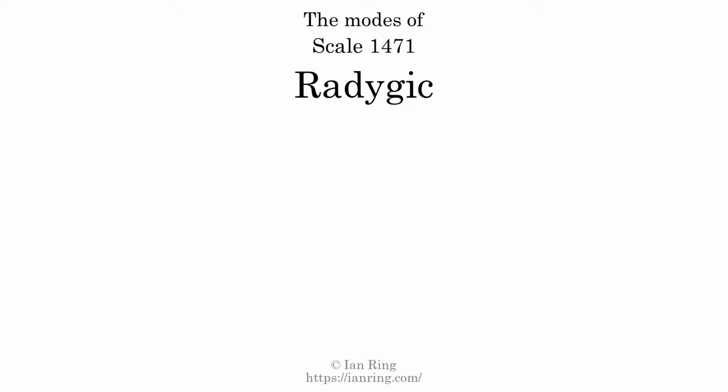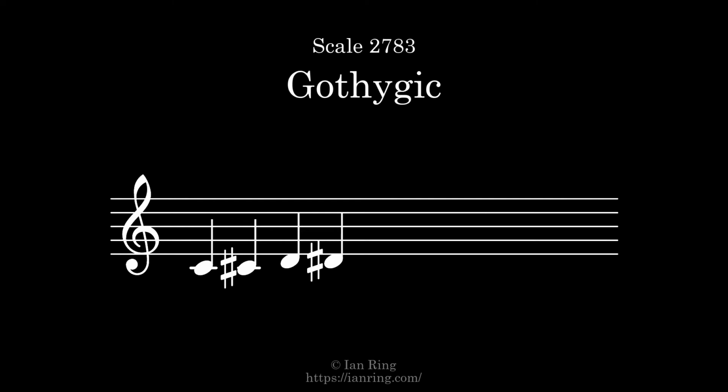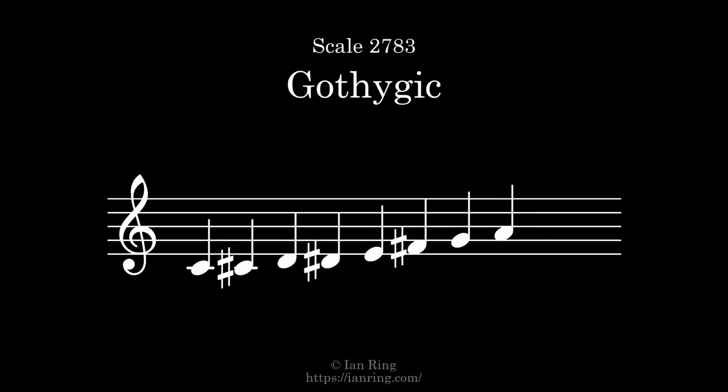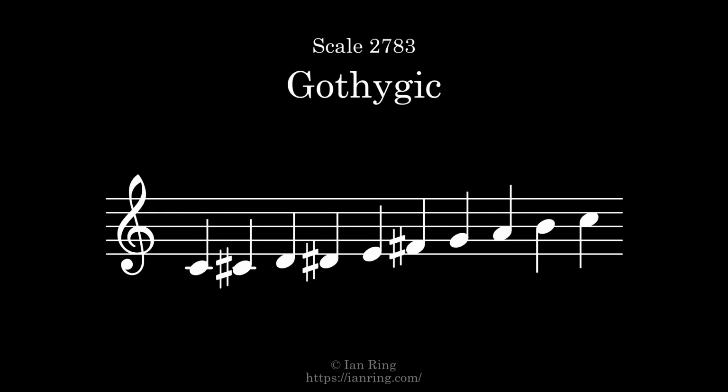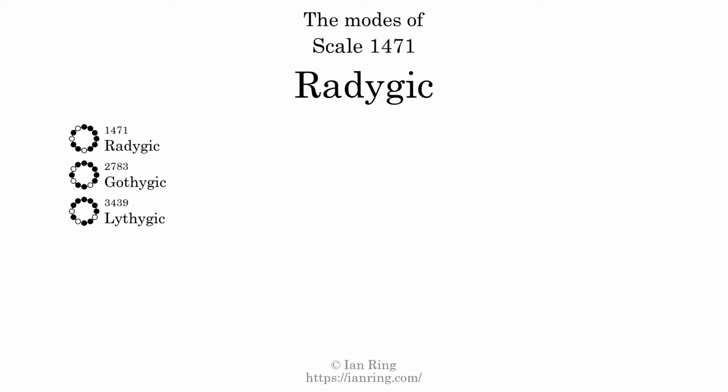This scale has 9 modes. The first mode is itself. The second mode is scale 2783, also known as Radygic. It sounds like this. The third mode is scale 3439, also known as Radygic. It sounds like this.